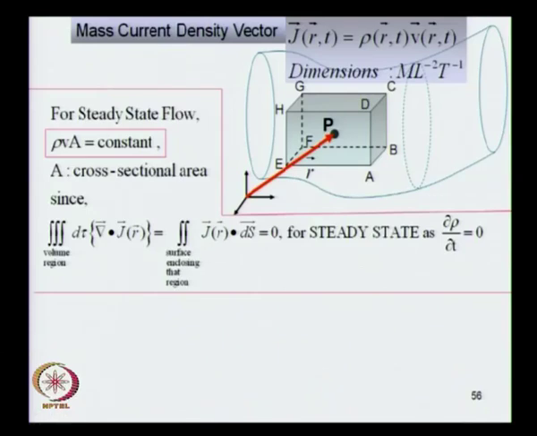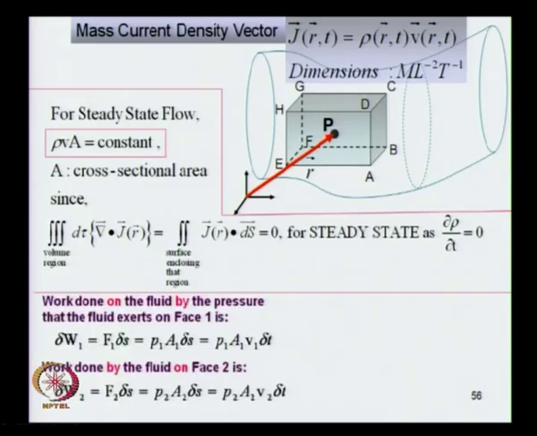And this is really the equation of continuity that we have discussed in unit 8. Okay, we have discussed this already in unit 8, and we will use that result coming from the equation of continuity for the steady state and find the work done on the fluid by the pressure that the fluid exerts on phase 1. So there are these two phases, EFGH is phase 1 and ABCD is phase 2.